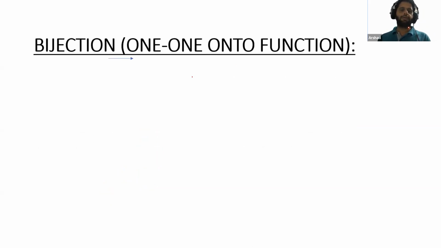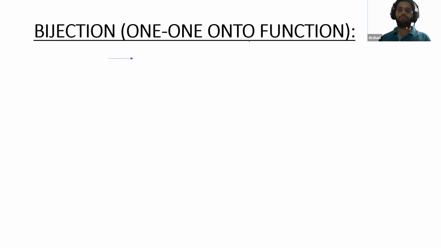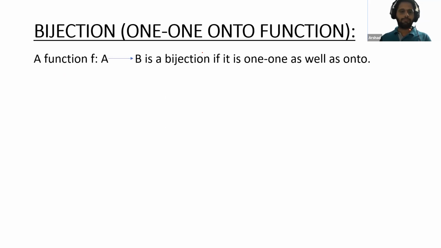Okay, good. Then we have one more type, bijection, which is one-one onto. What does this mean? If a function is both one-one and onto, then we will say that this is a bijection. You already know what is one-one, and you know what is onto. If a function is both one-one and onto, then we will say that this is a bijection function. Please note this down, confirm to me, then we will start some questions on the basis of this topic.